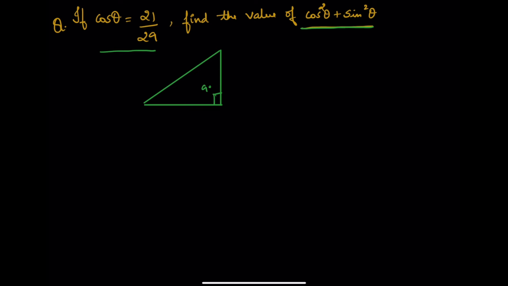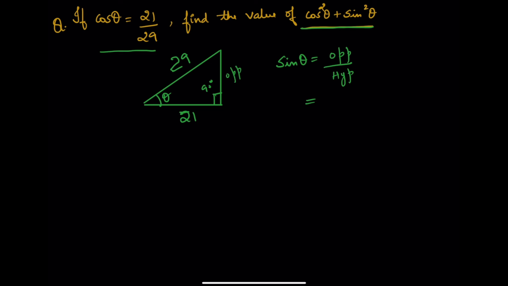So this is 90 degrees. Let's assume this is theta. So cos theta is adjacent by hypotenuse. So this is 21 and this is 29. Now we have to find what is the value of opposite here so that we can actually arrive at sin theta. So sin theta by definition is opposite by hypotenuse.